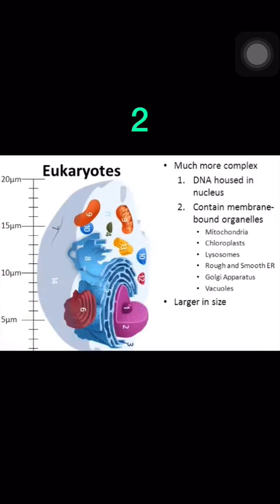And so when we look at eukaryotes, they're typically much larger in size. The diagram shows a eukaryotic cell that's about 20 micrometers in size. That symbol is the abbreviation for micrometers. We're going to come back to this in a little bit.